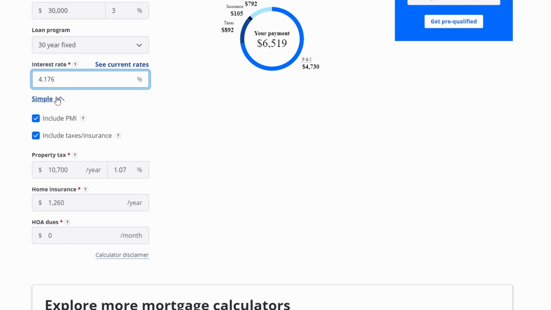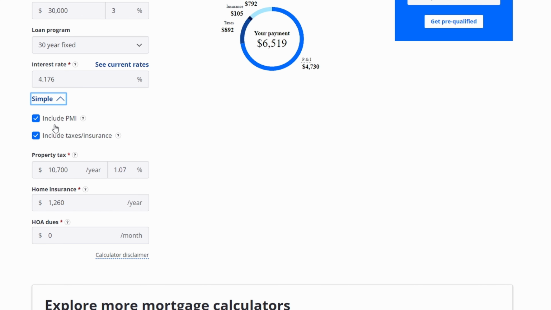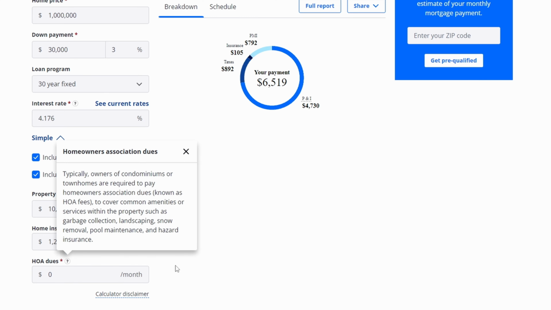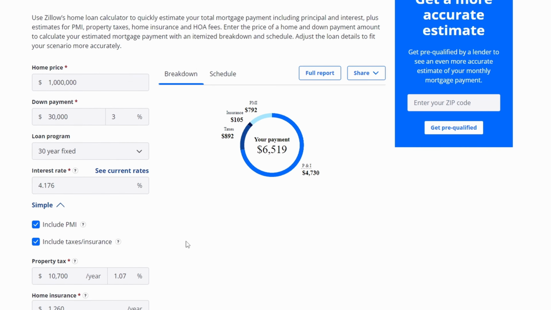All right, so down here in the advanced settings, you can click this right here and toggle advanced to simple. This one right here is the mortgage insurance, the private mortgage insurance that happens if you put less than 20% down on a property. You do have to pay PMI. This will also include taxes and insurance. So you can plug in your specific numbers, what tax rate you're going to be having, what homeowners insurance you're estimated to have, and if you have an HOA. An HOA, a homeowners association, is very common in condominiums, but a lot of times you probably won't have one if you have a single family home.